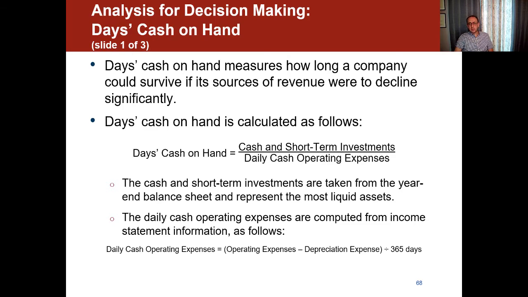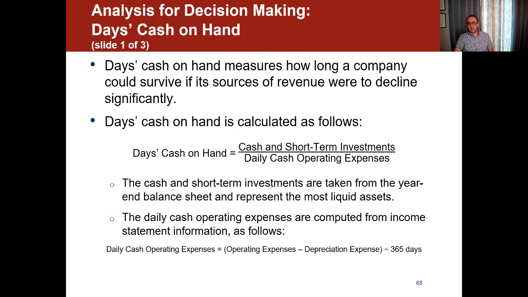The last thing in this chapter is to do some kind of analysis, some ratios, and the ratio that we're going to be talking about today is something called days cash on hand. Days cash on hand measures how long a company could survive if its sources of revenue were to decline significantly. So if we don't have any kind of revenue, how long can we survive?